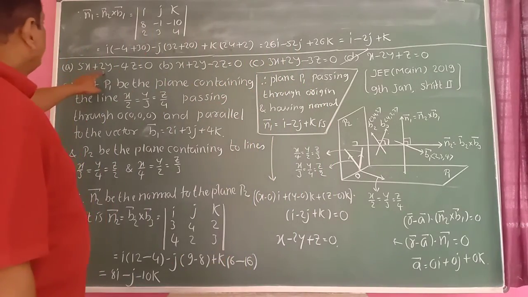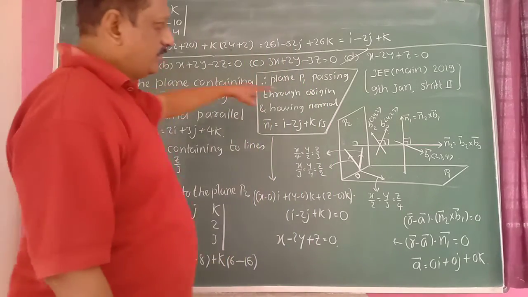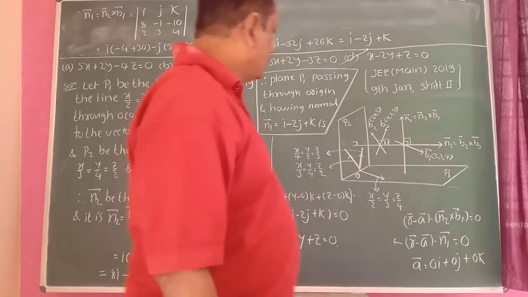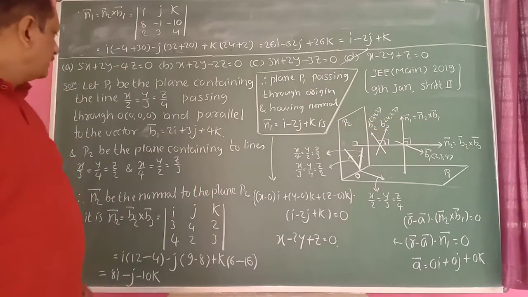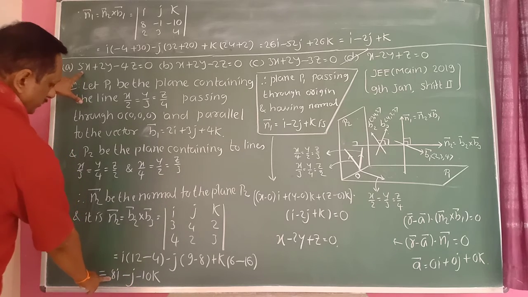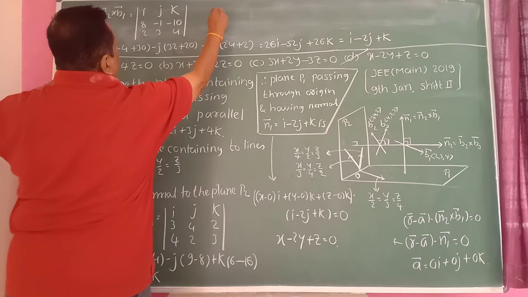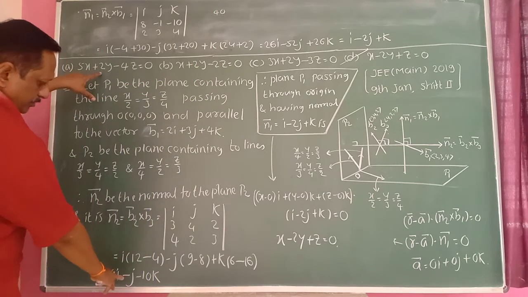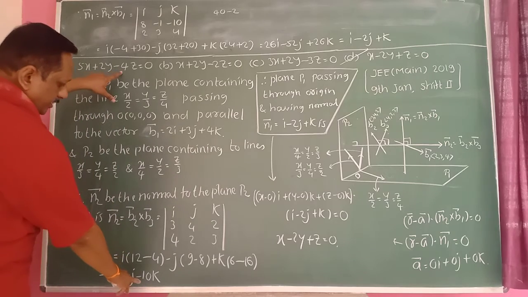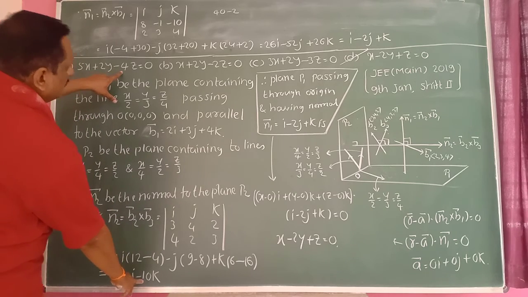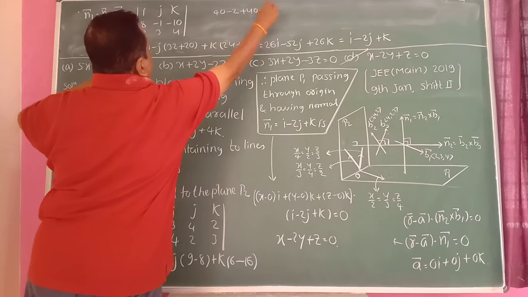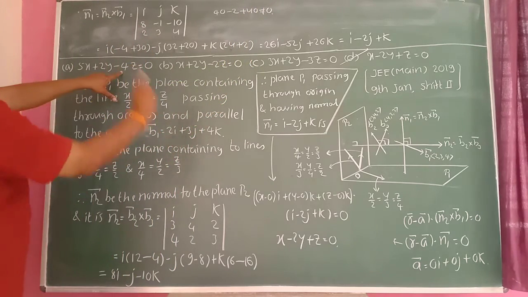So 5, 2, minus 4 is the direction ratio of this normal. Here these two are perpendicular, which means the dot product must be 0. You just observe: take these two. 8 times 5 is 40, then 2 ones are 2, minus 2, then minus 4 into minus 10 is plus 40. It is not equal to 0. Hence this is not perpendicular.